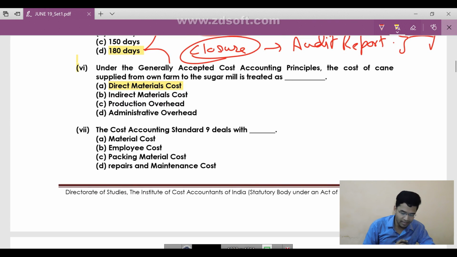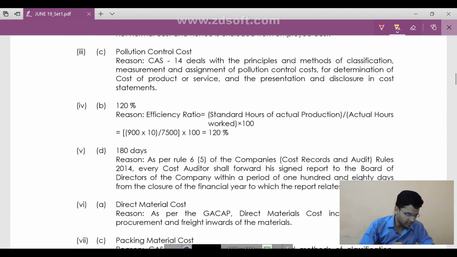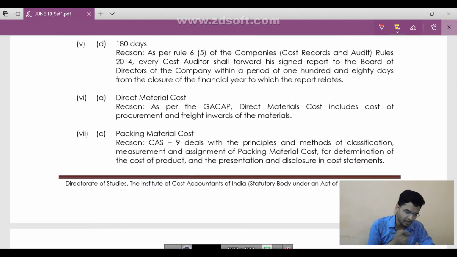Next, cost accounting standard 9. Guys, quickly, what does cost accounting standard 9 deal with? Yes, cost accounting standard 9 deals with packing material cost. So what justification should we give in this 1 mark answer? Let us see what justification the examiner expects.